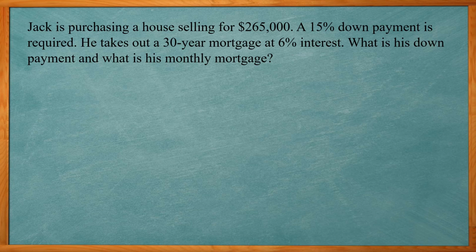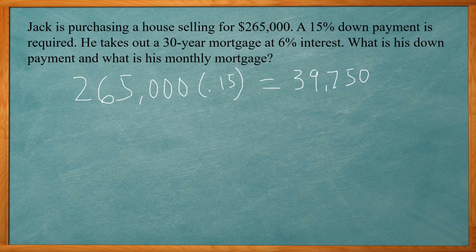So first we want to calculate his down payment. We have $265,000. We want to find 15% of that. You simply multiply it by 0.15. That's just 15 divided by 100, so we change the percent to decimal. 265,000 times 0.15 gives us 39,750.